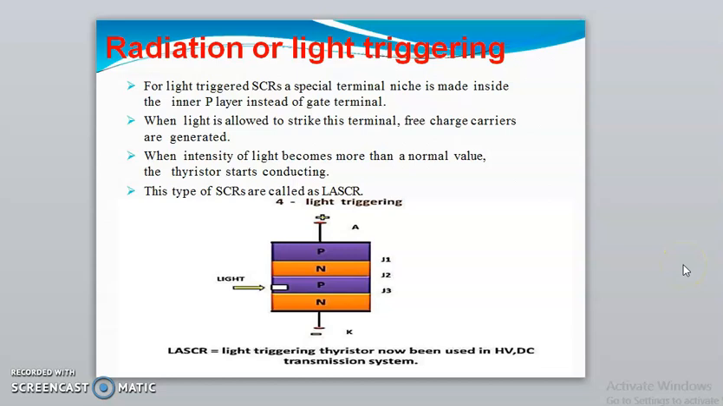This type of SCR is called light activated silicon controlled rectifier. This type of triggering, that is radiation triggering, is used in LASCR and LASCS, that is light activated silicon controlled switch.